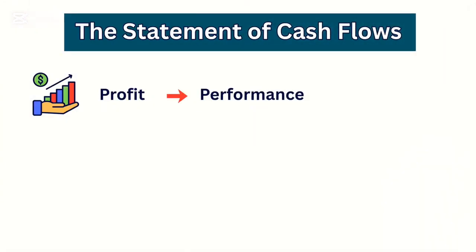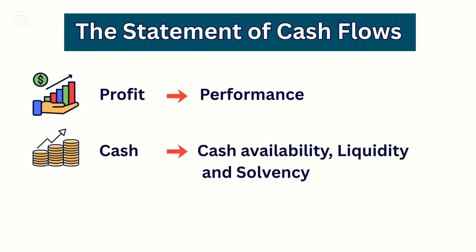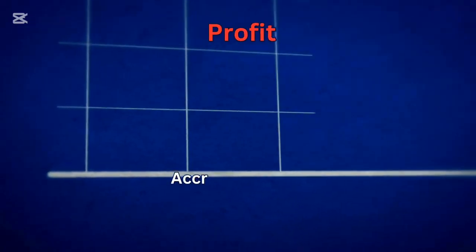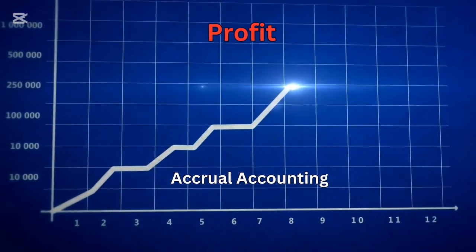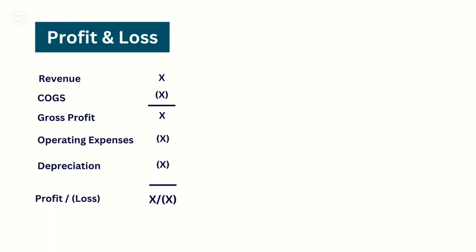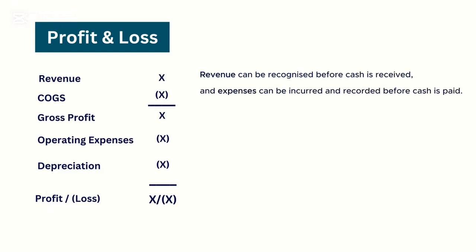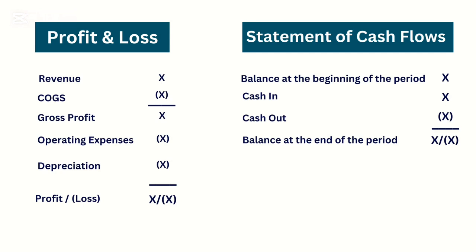Now here's the key idea to understand from the beginning. If profit tells us about performance, cash flow tells us about actual cash availability, liquidity, and solvency. A company can report strong profit and still face serious financial trouble because profit is calculated using accrual accounting. That means revenue can be recognized before cash is received, and expenses can be incurred and recorded before cash is paid. It also includes non-cash items like depreciation. Cash flow, however, only records real cash movements, money coming in and money going out, and this difference is critical.